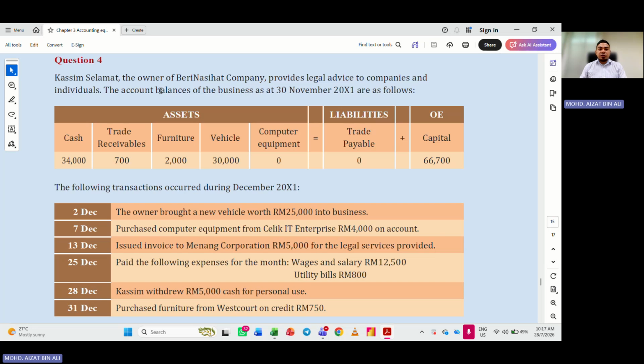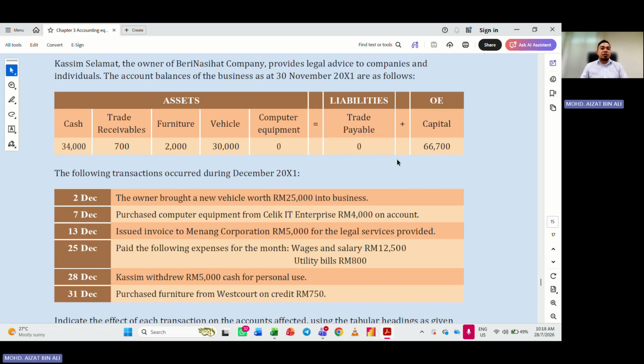Kasim Selamat, the owner of Beri Nasihat Company, provides legal advice to companies and individuals. The account balances of the business as at 30th November 20X1 are as follows. For this chapter, this is an accounting equation chapter, so we're going to record all these transactions into the accounting equation worksheet.